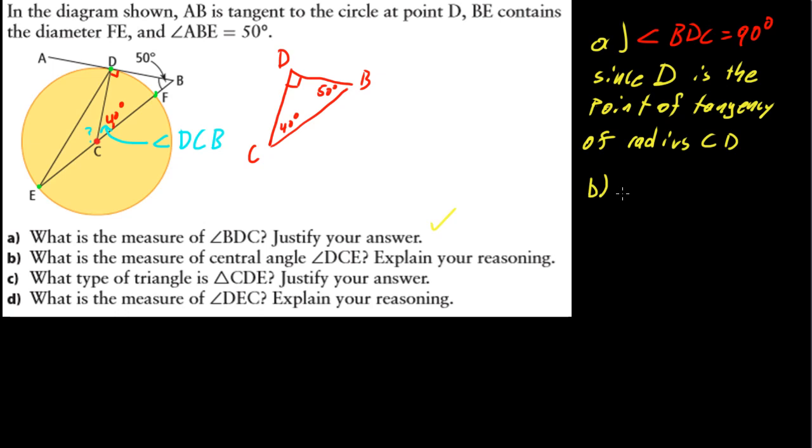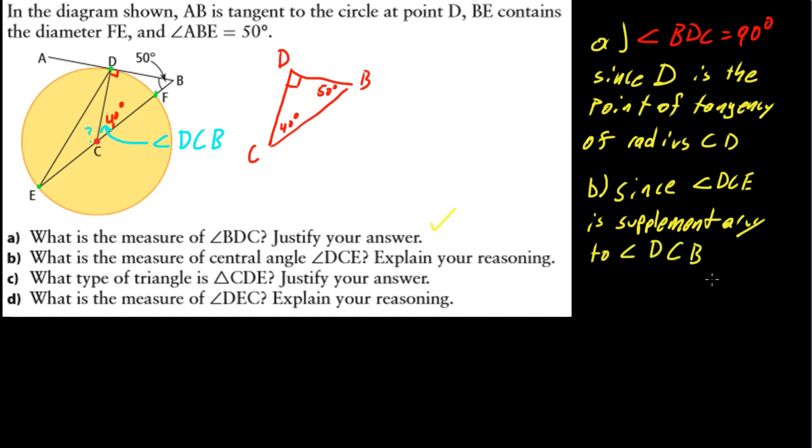So since, this is going to be kind of our reasoning here, since angle DCE is supplementary to angle DCB, angle DCE will equal 180 minus 40, which was angle DCB. I'll kind of label that there. This guy is actually this one right here.